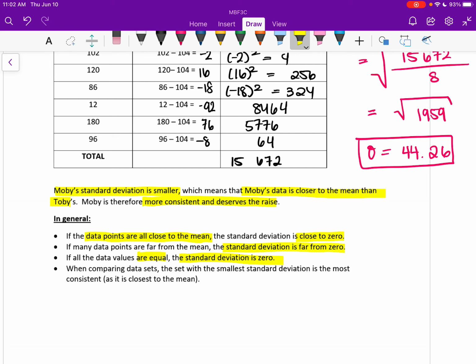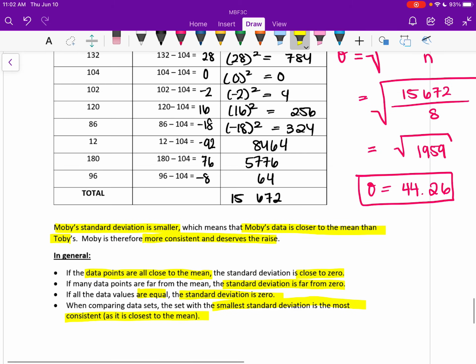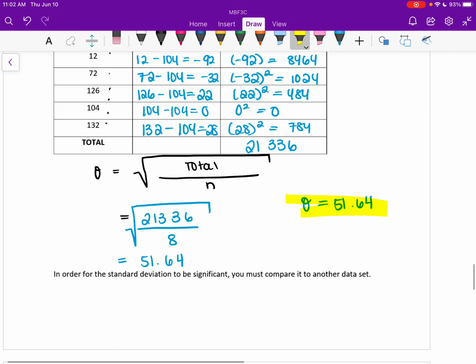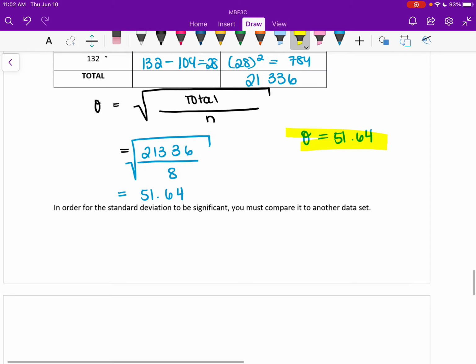When you're comparing data sets, the smaller the standard deviation, the more consistent that data is. So even here, notice how Moby's standard deviation is smaller than Toby's. That means that while they have the same average, the same median, and the same range, so on paper they all look like they're doing the same level of work, right? The standard deviation helps us realize that Moby is actually way more consistent than Toby is, right?